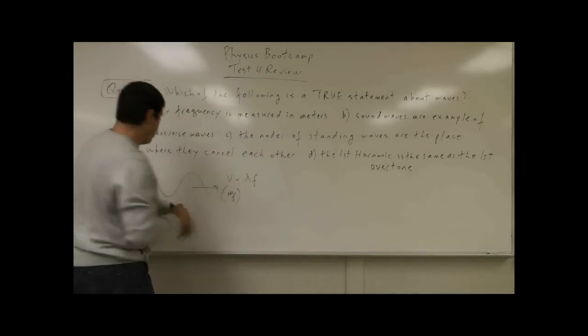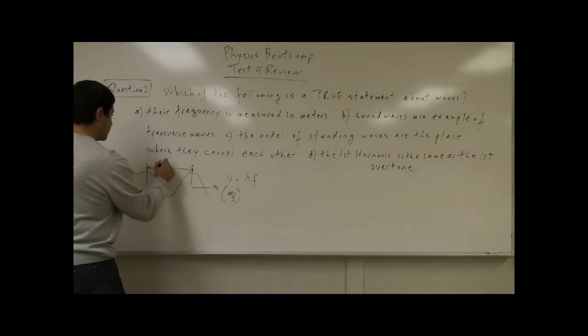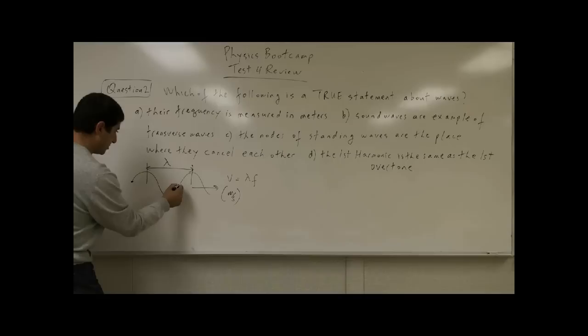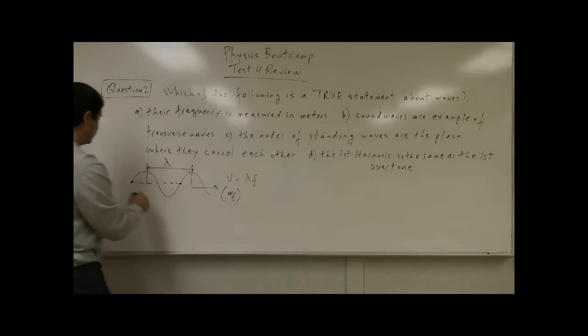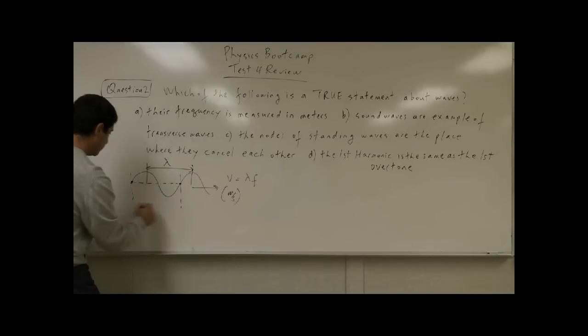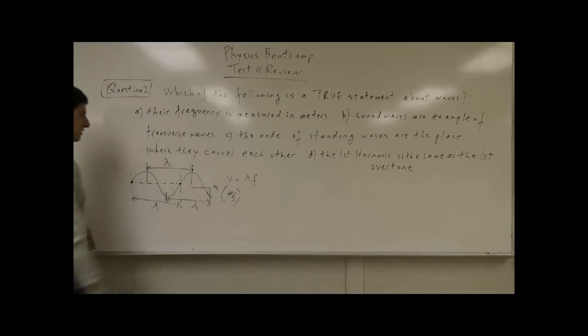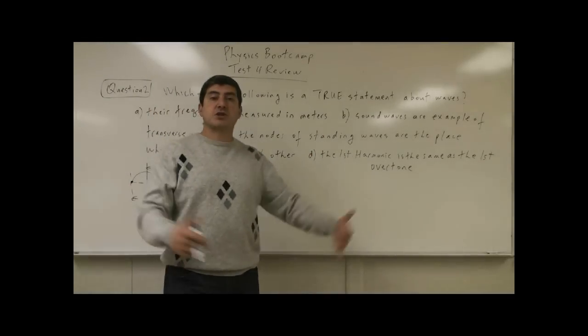Lambda is the wavelength. It's the distance from peak to peak. We use the Greek letter lambda. Or we could go from the distance from here to here, where it's at the baseline. So we could go from here to here, that's the wavelength. Or we can go from trough to trough, that's also the wavelength. What is wavelength measured in? Well, since it's a unit of length, it's measured in meters.